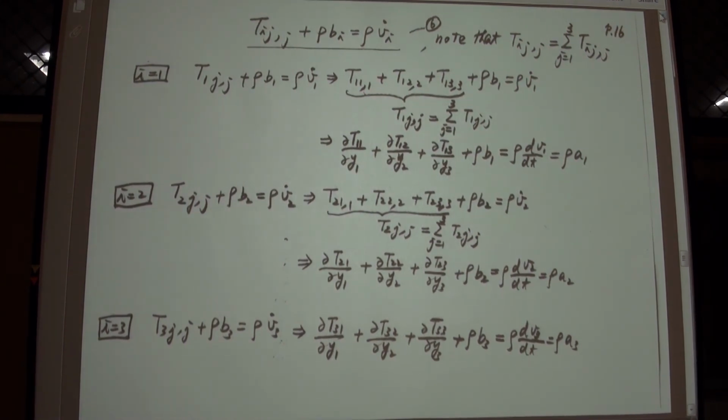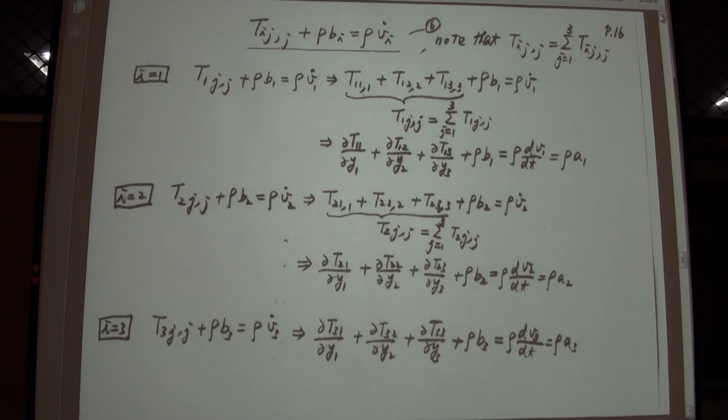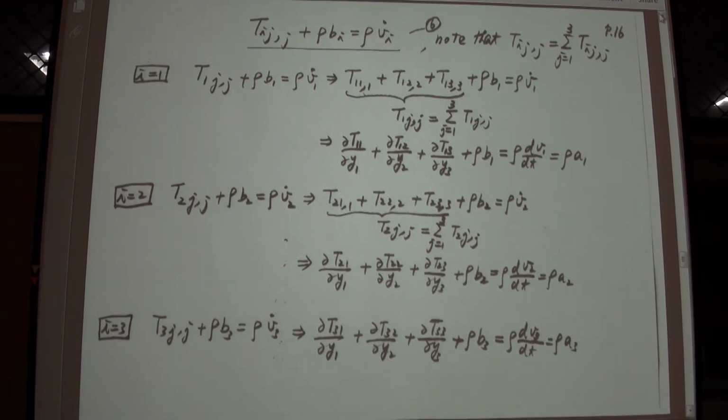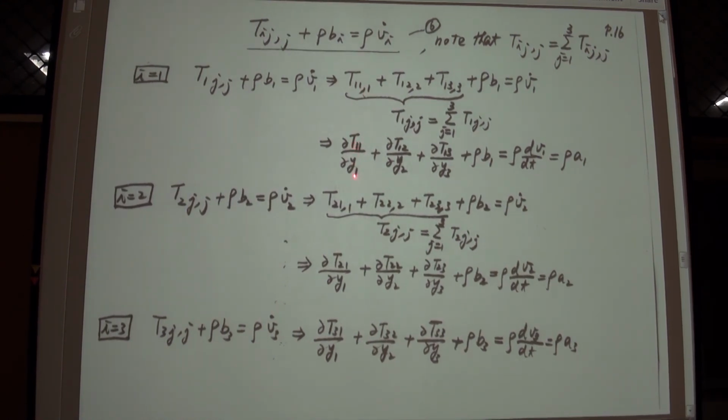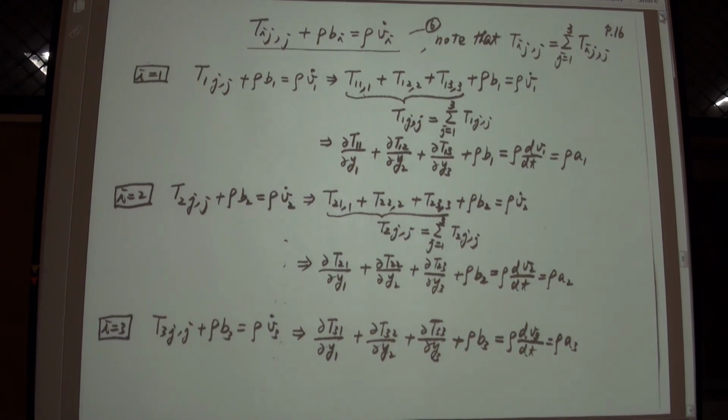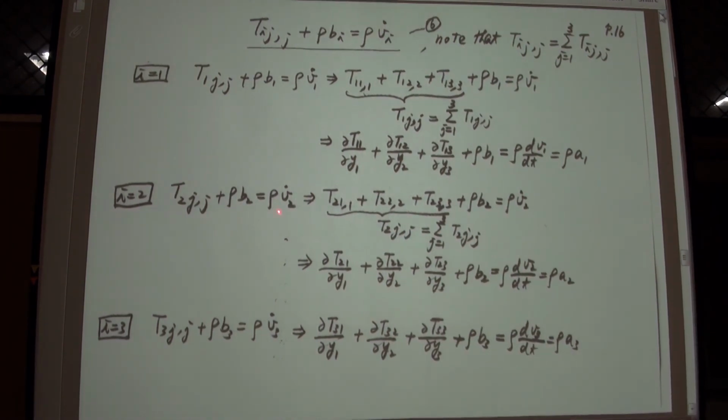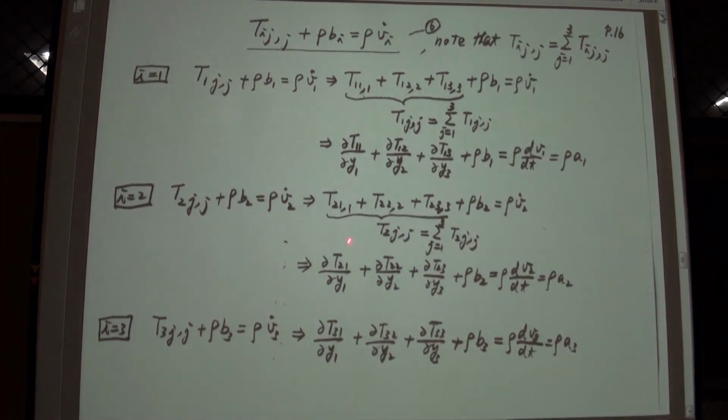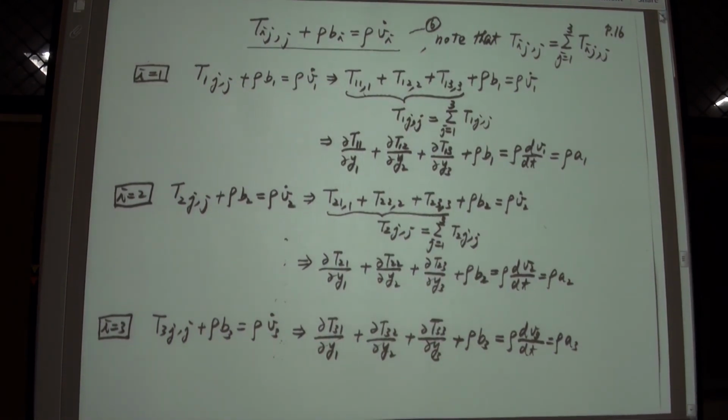And then for your convenience, we replace the comma by the partial differentiation and let you know that this is really expressed as a partial differentiation. So T_11,1 is partial T_11 over partial y_1. Okay, the rest is just the same. You can follow the details by yourself.